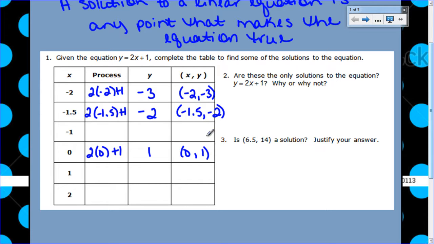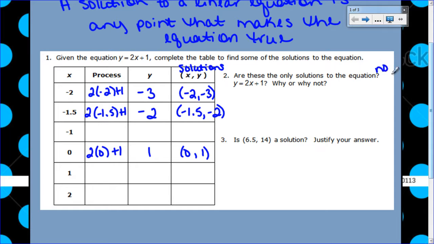All of these points that are listed over here in the right column, these are all solutions because all of those points make that equation true. And I know it because I plugged the number in to get the answer. They all work.